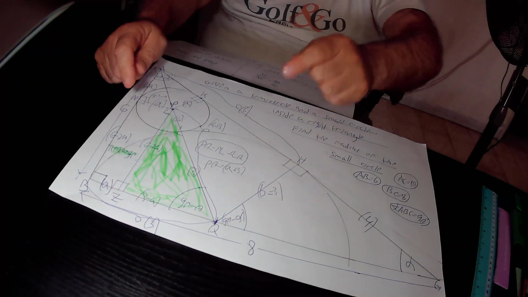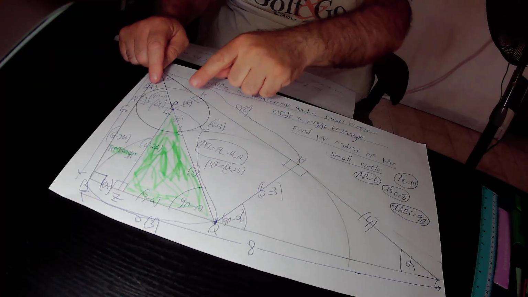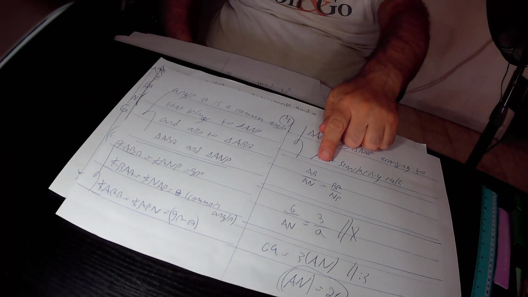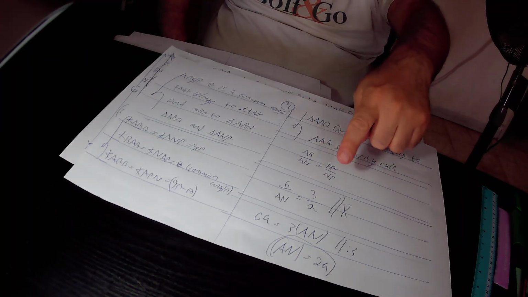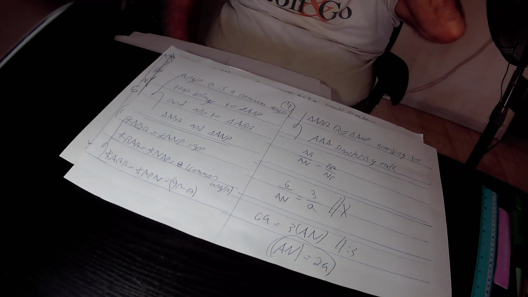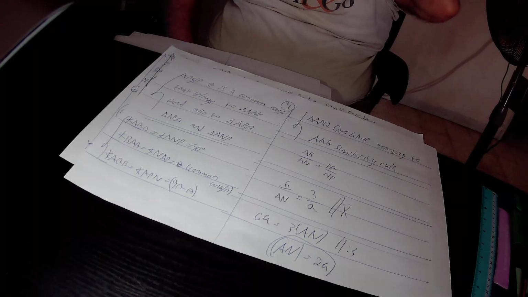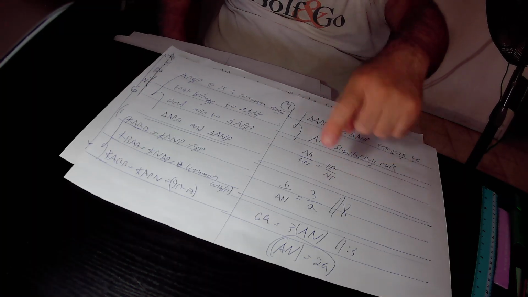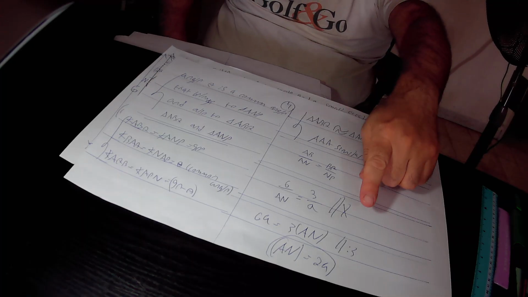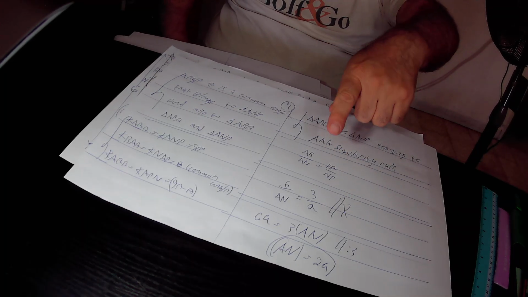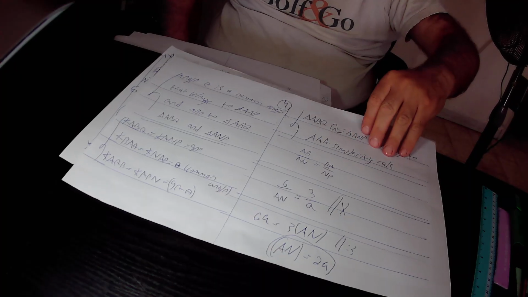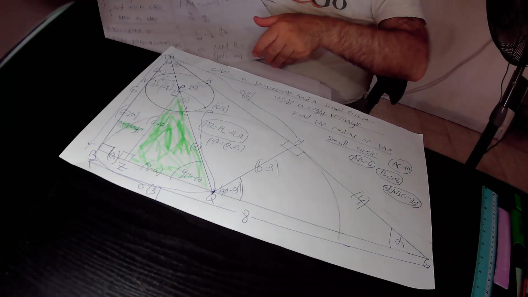BQ is 3 and NP is 8. So in total we found that 6 over AN equals 3 over 8. Here we cross multiply this equation and we find that 6 times 8 equals 3 times AN, so 6a equals 3AN. Here we divide this equation by 3 and finally find that the missing side AN equals 6a over 3, which is 2a.